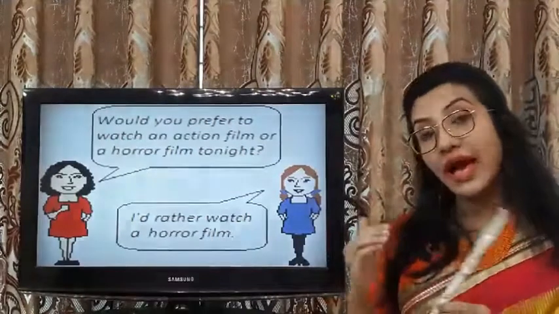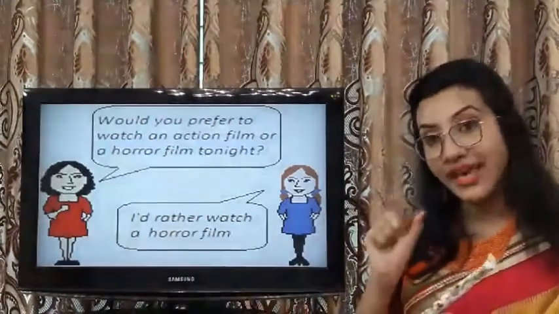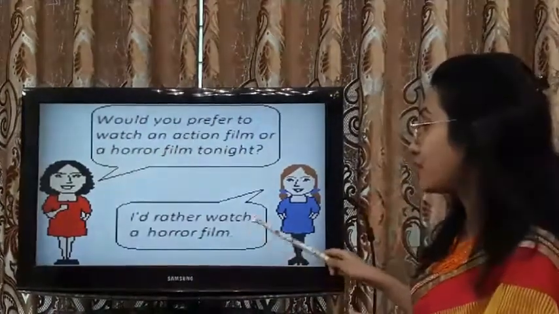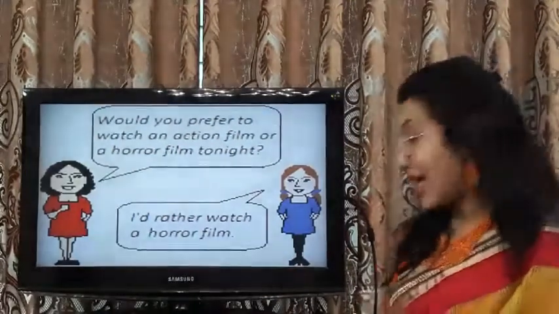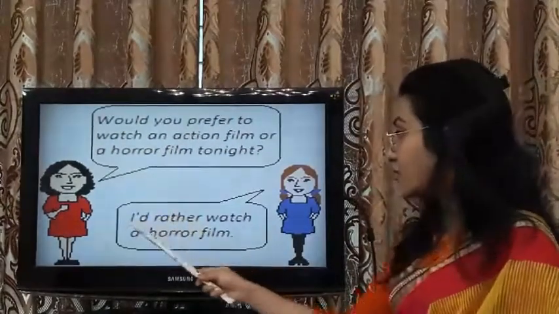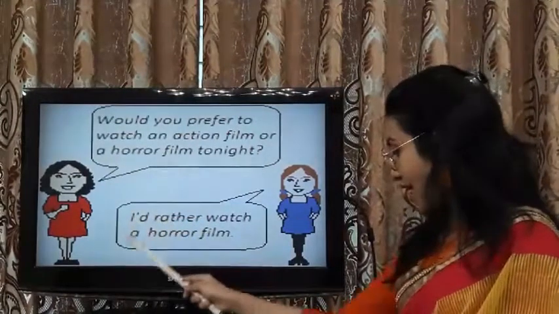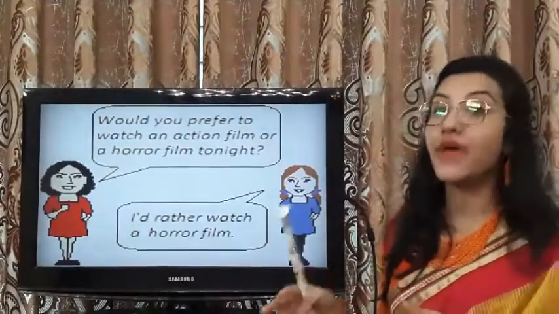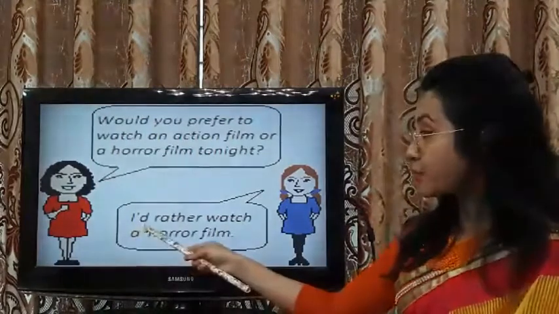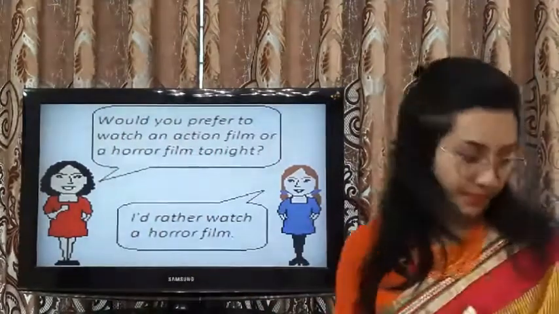So I prefer to watch horror movies, এই sentence-টাকে আমরা we can write in this way, I'd rather watch a horror film. And see that এখানে আমরা কি করেছি, we have used the contraction form, আমরা এখানে একটা contraction form use করেছি, I would rather. So I apostrophe then d.